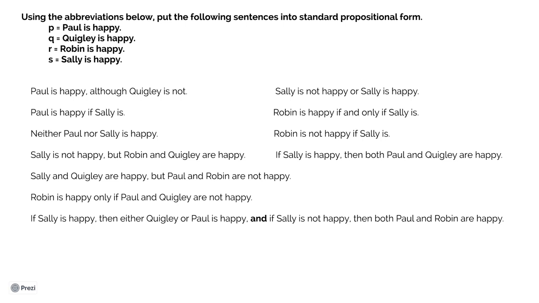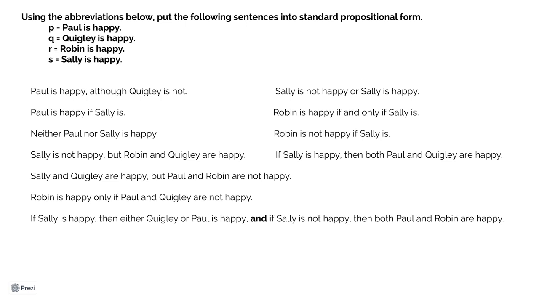Remember, only if signals your consequent. So we read this conditional in the order it is given. If Robin is happy, then Paul and Quigley are not happy. R, right arrow, Paul and Quigley are not happy. Now again, the language is somewhat ensnaring. What exactly is meant here?